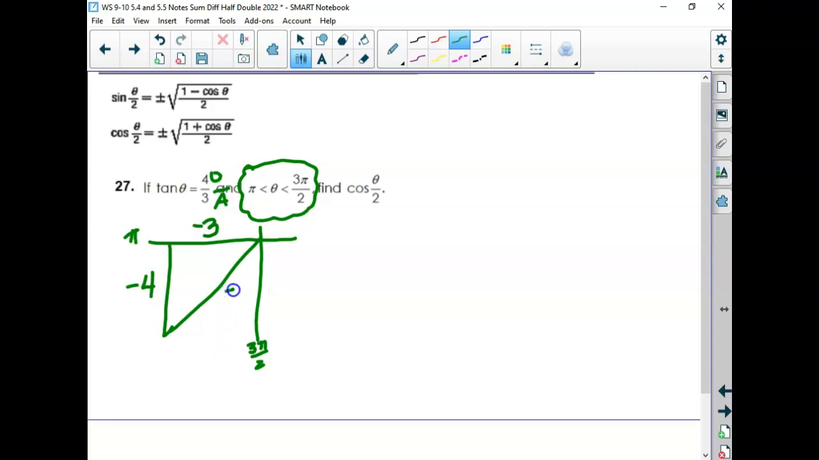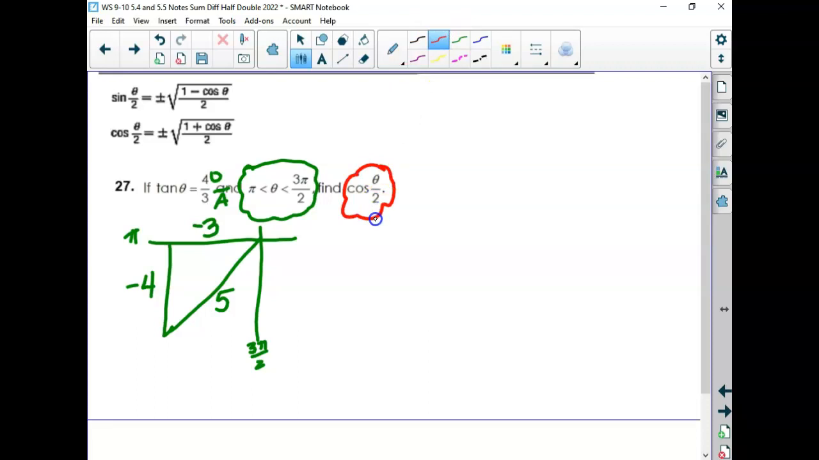Can I just tell you that this is going to be a 5 when you do Pythagorean theorem? Have we done enough with a 3 and a 4? As long as the 3 and 4 are on the legs, the hypotenuse is 5. Okay. So I'm not going to write anything down yet because it says to do cosine theta over 2.